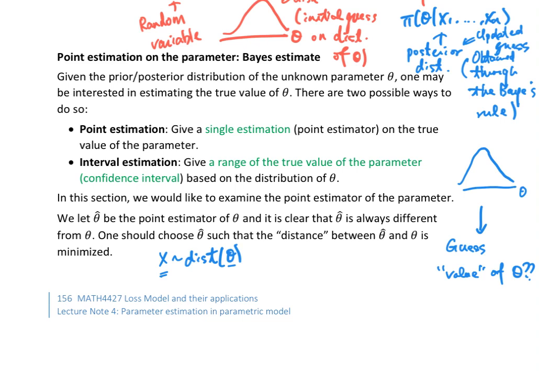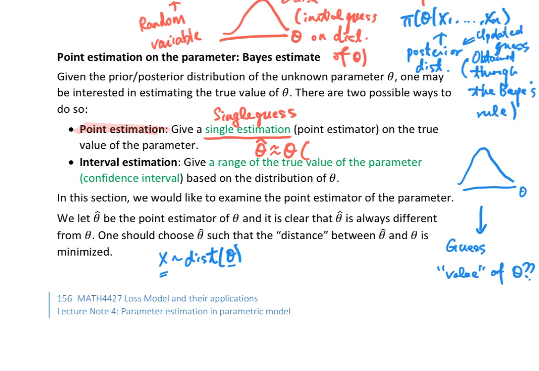Just like parameter estimation, there are two possible approaches to obtain the value of theta. The first approach is point estimation. That is, given this distribution, you try to make a single guess, theta hat, on the value of the parameter, and then use that to approximate the value of theta. This is what we call point estimation.